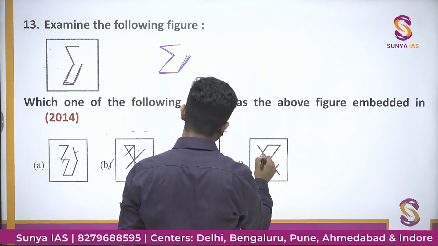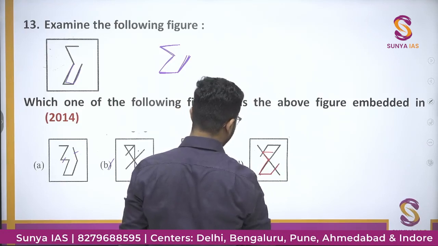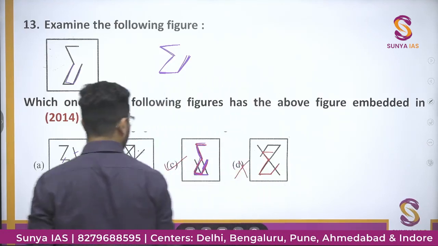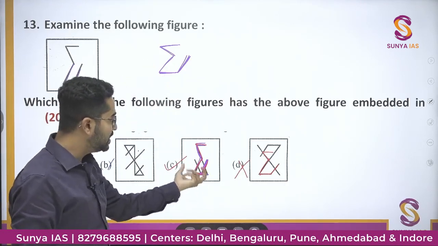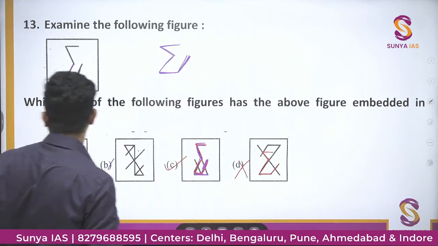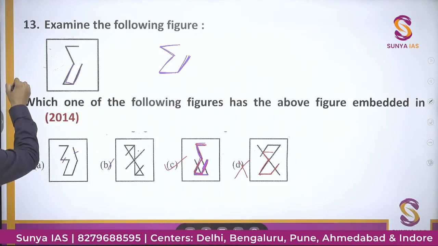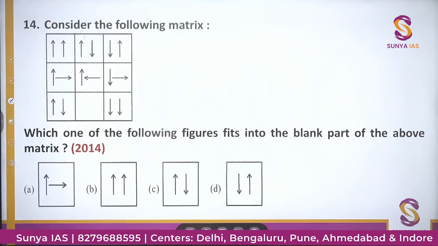But that there should be some straight line. Straight line is not given here. So this is also not right. So this is the correct option because the figure is embedded in this given figure. Okay. So now we'll move on to next question. This is question number 14. This was asked in the year 2014.